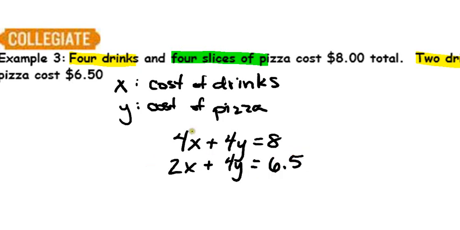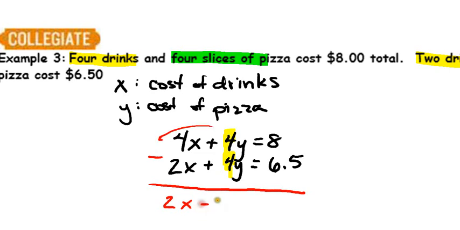Okay, now I'm looking for either the same coefficients or additive inverses. If they're the same, I'm going to subtract. If they're additive inverses, I'm going to add. And here, 4 and 2 don't work, but I've got 4 and 4. So these here are the same. Since they're both positive 4s, I'm going to subtract. And 4 minus 2 for those coefficients of x is just going to give me a 2x. 4 minus 4 is going to give me a 0y.